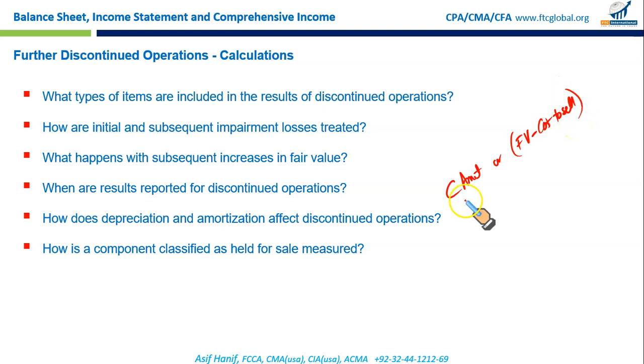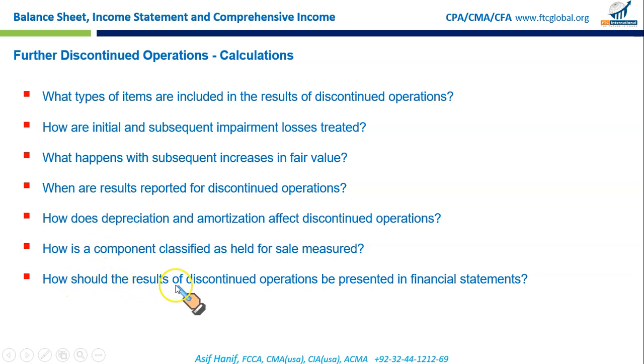Right? So let's say the carrying amount is $300,000. Fair value, let's say, is $280, and cost to sell is 10. So that means it's $270. So 300 is the carrying amount, 270 is the fair value minus cost to sell. So the fair value minus cost to sell is clearly lower than the carrying amount. So this is what we are going to use as the measurement value for this segment.